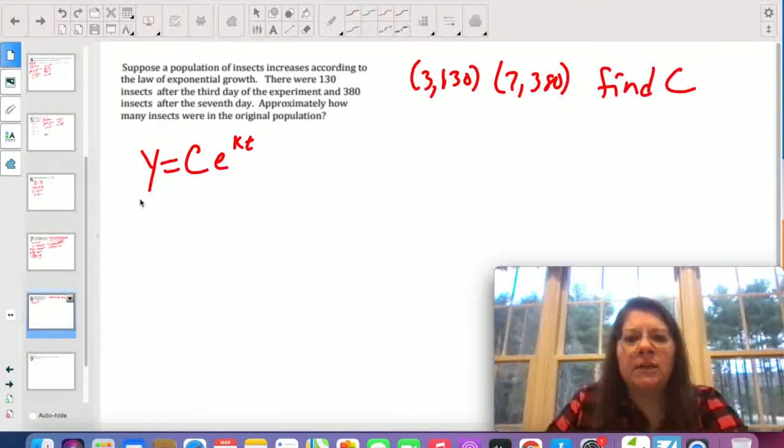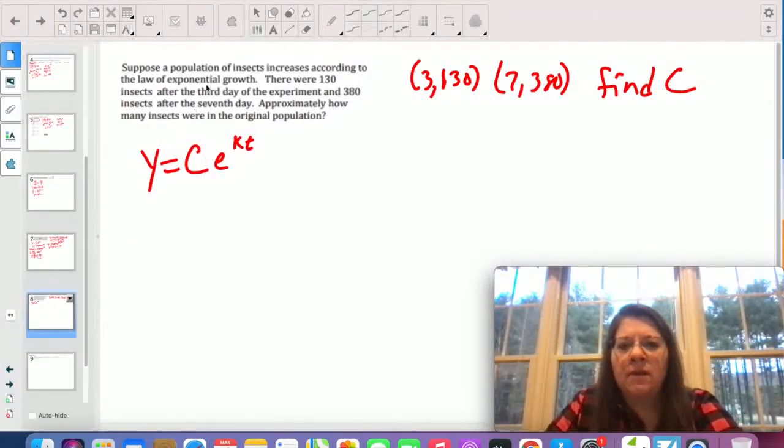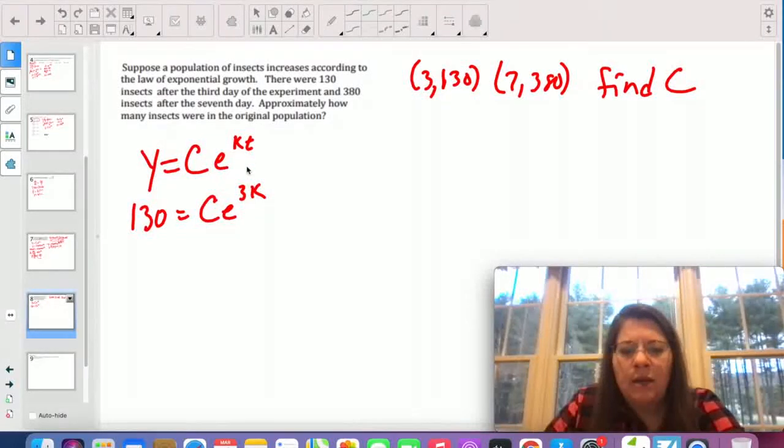So this one's a little bit different. We don't know what C is for either of these, but we can use these values to help us find K, and then we will kind of work backwards to find C. So we don't know how many are in our initial population, but we do know that at 3 days we have 130. So when T is 3, Y is 130. So I'm going to plug that in first. And notice I switched this around, our T is 3. So it makes more sense to write that as 3K. And then if I plug the second ordered pair in, I have 380 equals CE to the 7K.